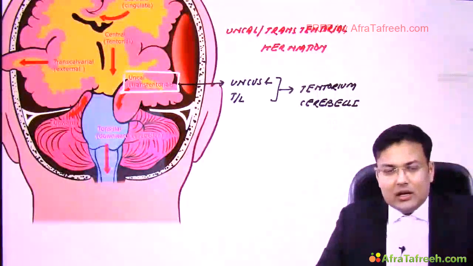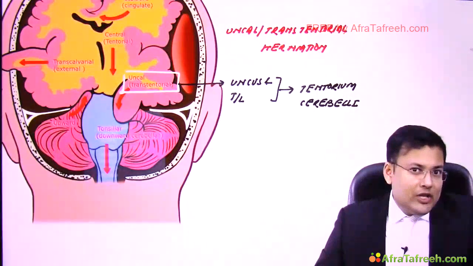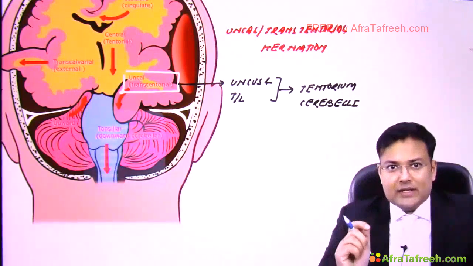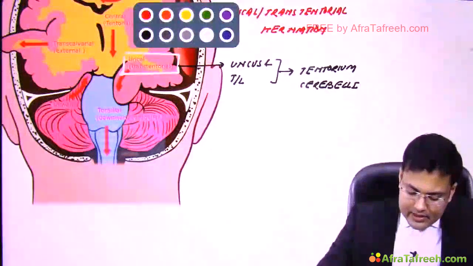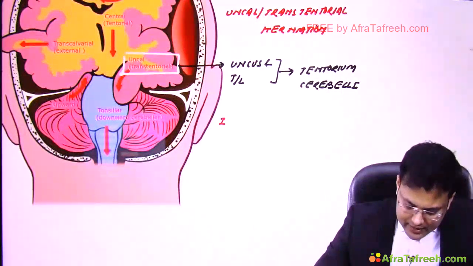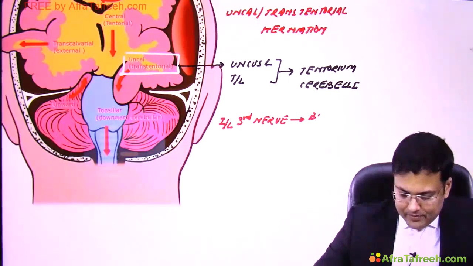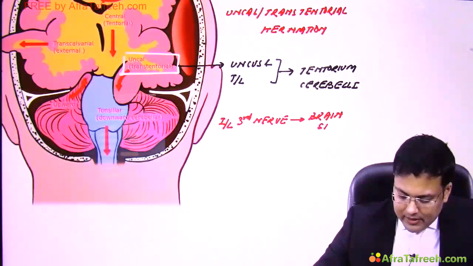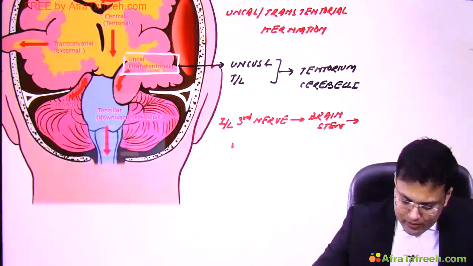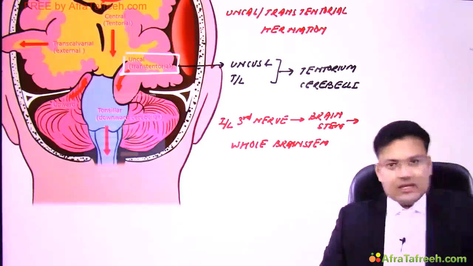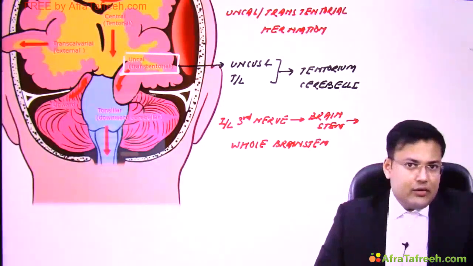So what happens in uncal or transtentorial herniation? There is sequential compression of ipsilateral third nerve, followed by brainstem, followed by whole brainstem. Clear? So what are the signs associated with uncal or transtentorial herniation?